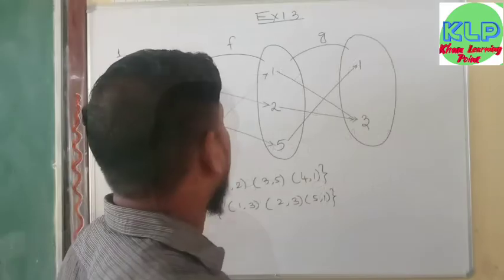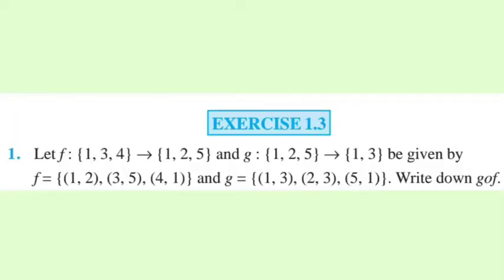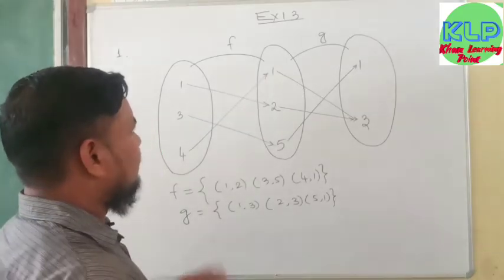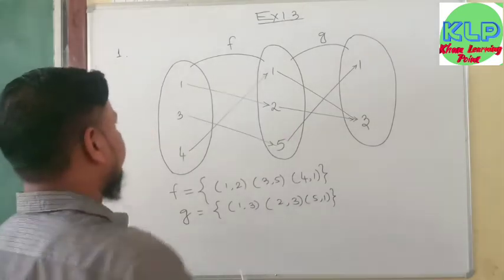Okay, question number 1 of exercise 1.3. Let f and g be two functions given by f = {(1, 2), (3, 5), (4, 1)} and g = {(1, 3), (2, 3), (5, 1)}. Write down gof. So let us first draw the diagram.